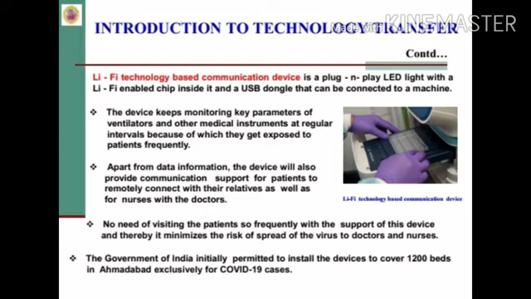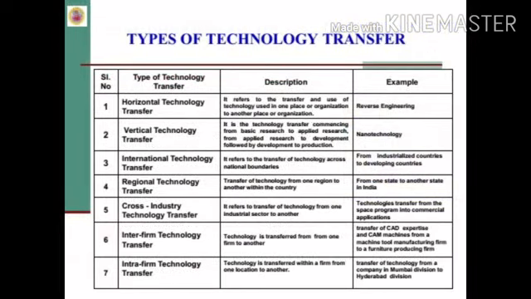Now, the government of India initially permitted installing the devices to cover 1200 beds in Ahmedabad exclusively for COVID-19 cases. With this example, we can understand the transfer of technology from one organization to the Government of India for the purpose of treating COVID-19 patients without spreading the virus to the doctors and healthcare workers. Now, let us see the different types of technology transfer.